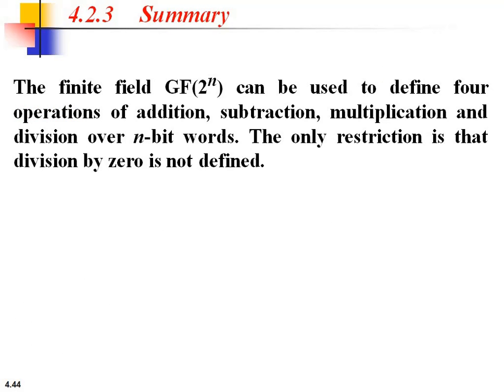To summarize, the finite field GF 2 to the power n can be used to define 4 types of operation, that is addition, subtraction, multiplication and division over n bit words, and the only restriction is that division by 0 is not defined. So this completes this unit about the algebraic structures. We have seen 4 types of algebraic structures: groups, rings, fields, and finite fields, that is defined as GF 2 to the power n. And we have seen the properties that are satisfied by these algebraic structures over a set of operations. Hopefully this topic is clear to everyone.